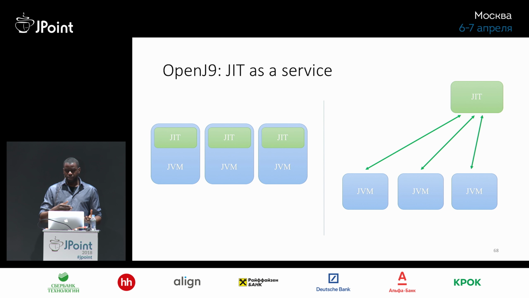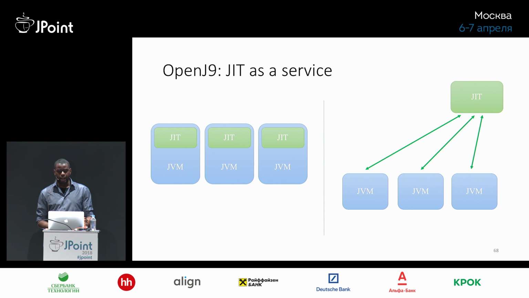So there's an obvious benefit with footprint, but also it means that you don't have to compile the same method over and over again. Once the JIT has compiled it once, every JVM connected to it can get access to it. So applications can get compiled code much faster, and they can get to peak performance much quicker.